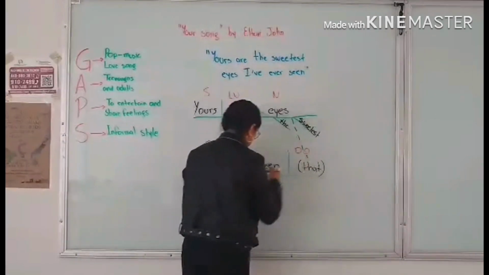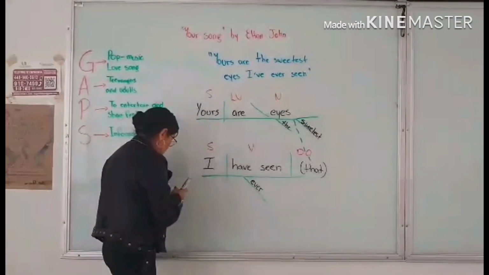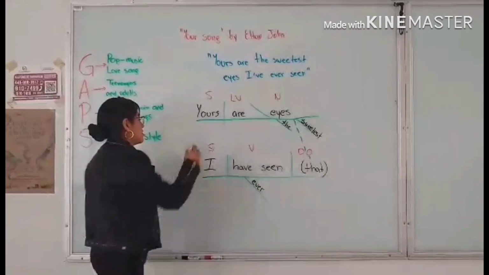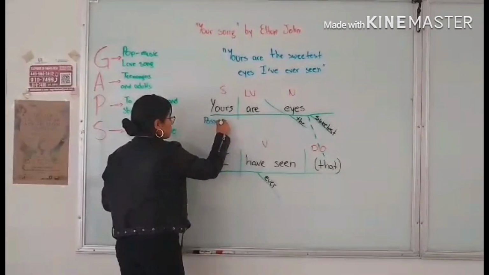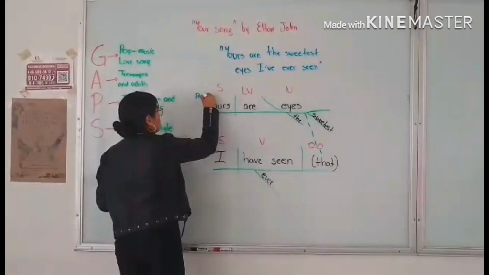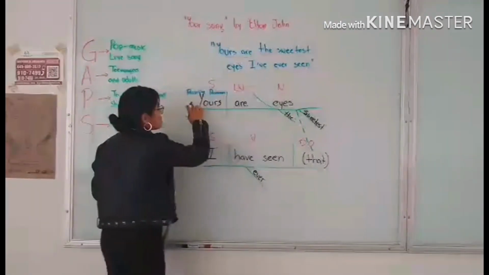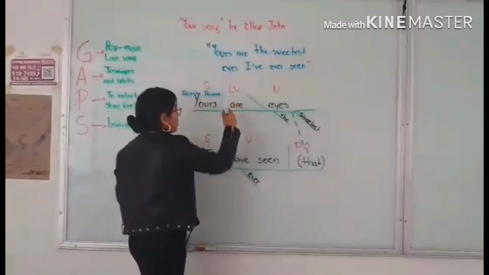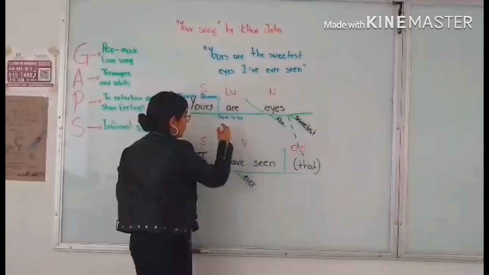Direct objects. Now we're going to analyze deeper each word from each part of speech. Yours is a possessive pronoun, that is why it is here, because it's functioning as the subject. Are is the main verb, that is the verb to be, in simple present.